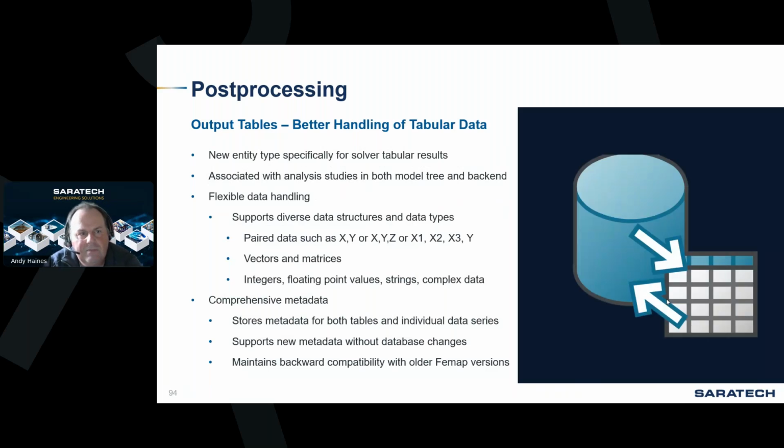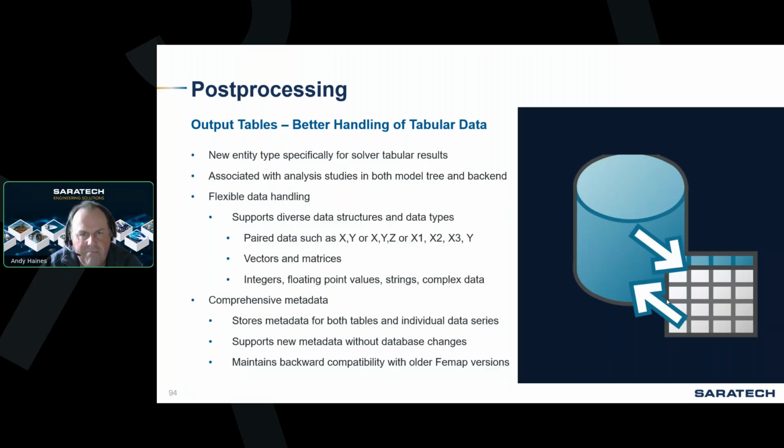So what do we have here? The new entity type is output tables. It's associated with analysis studies. It's flexible data handling, so you can have different data structures and data types. You can have paired data in a lot of different ways. You can have vectors and matrices that can come in, integers, floating point values, strings, complex data, etc.